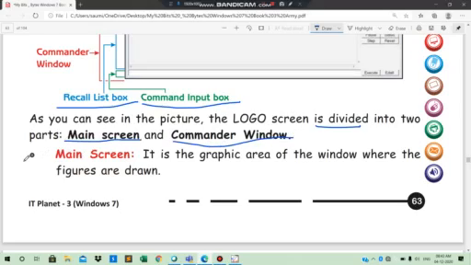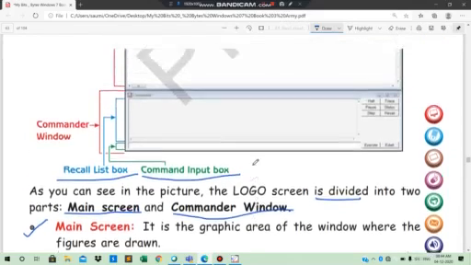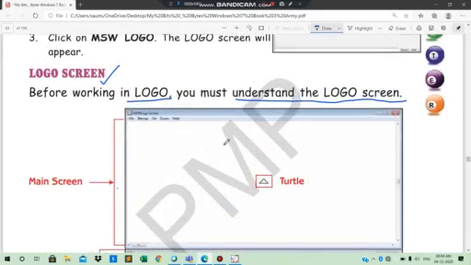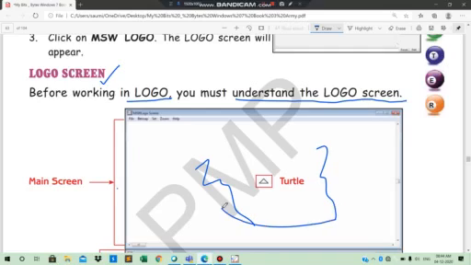Now, the main screen. It is the graphic area of the window where the figures are drawn. So the main screen is that place of the logo screen where we draw the figures. We call it the main screen. Okay, if we look here, where is the main screen? This is our main screen. This white surface that you can see, this is the main screen.